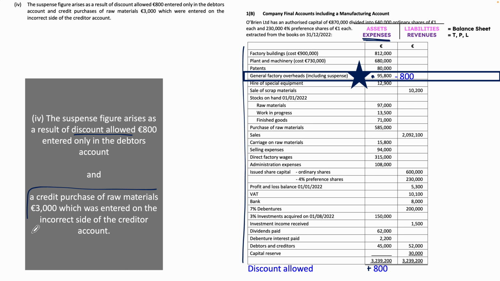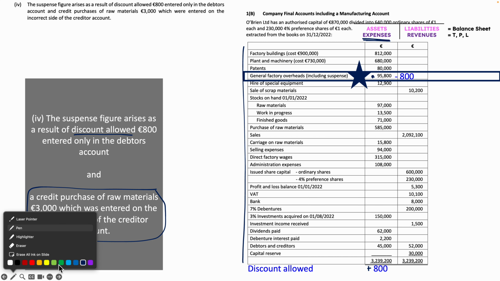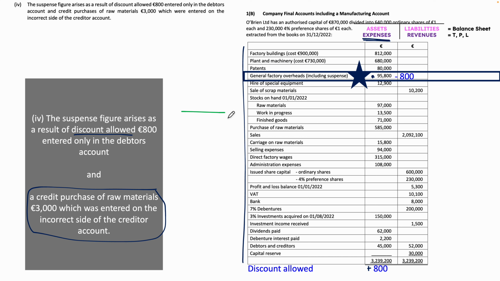Mistake number 2 then is a credit purchase of raw materials 3,000, which was entered on the incorrect side of the creditor account. Okay, so there is a little bit of explaining to do in this here. So creditor account is a liability account, and as you can see up here, liabilities would increase on the credit and they would decrease on the debit. So if we had credit purchase of raw materials, we should have 3,000 on the credit side. Okay, so that's what should have happened.